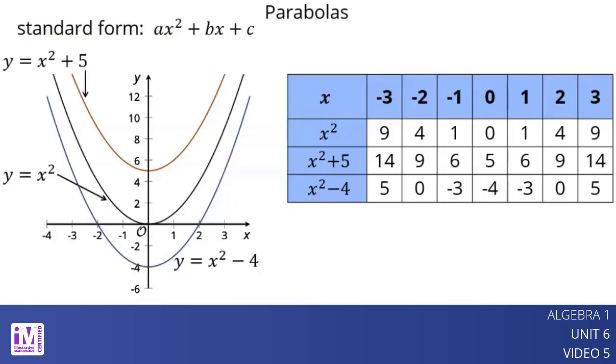In general, the constant term of a quadratic expression in standard form influences the vertical position of the graph. An expression with no constant term, such as x squared, means that the constant term is 0, so the y-intercept of the graph is on the x-axis. It's not shifted up or down relative to the x-axis.